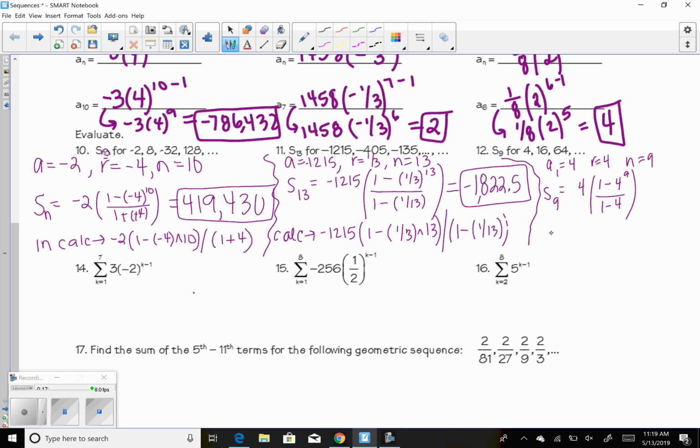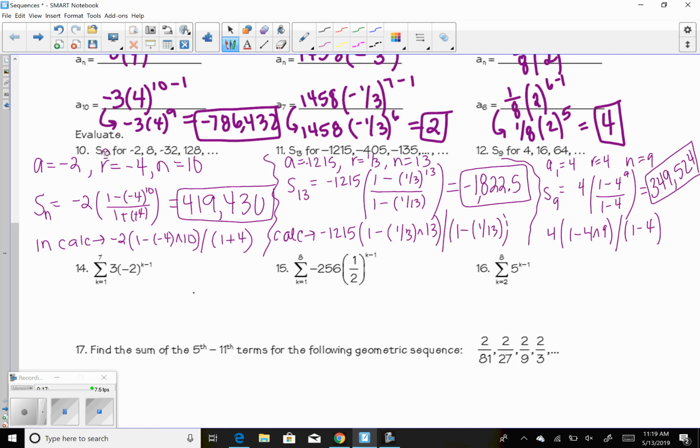So when I plug this in the calculator, 4 times 1 minus 4 to the 9th divided by 1 minus 4. And you get 349,524. Okay.